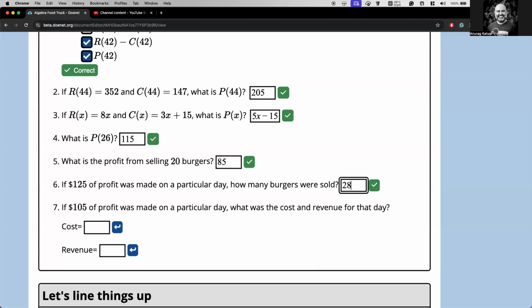8x. 8x is the revenue function. So if I'm selling 24 burgers, how much money am I making? What's the revenue? 192. Okay. So what's the cost then for selling 24 burgers?